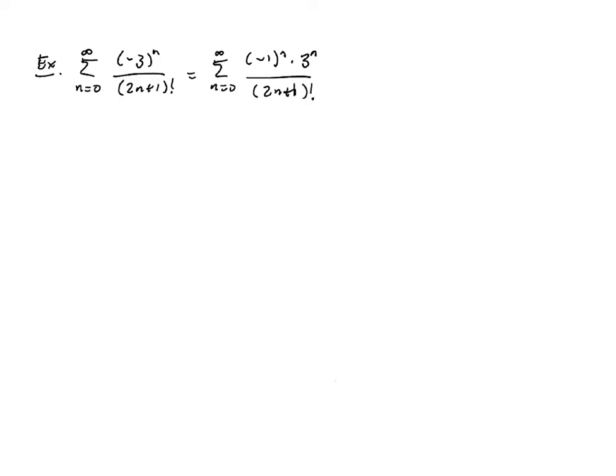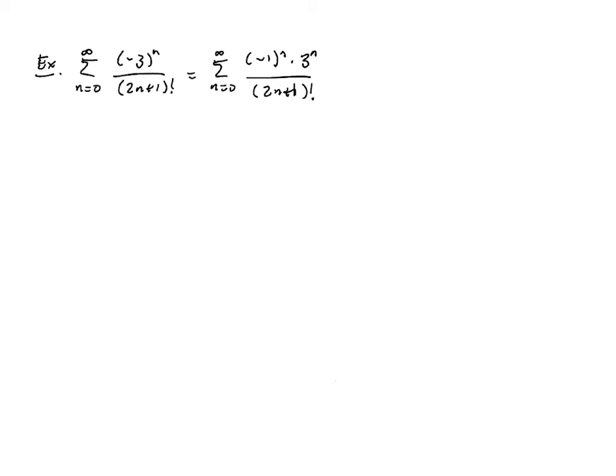So I want us to consider the series, the summation n equals 0 to infinity of negative 3 to the n over 2n plus 1 factorial. And I'm going to rewrite this because when I take the absolute values, the point is it gets rid of the signs, and that makes life a lot easier. So we'll rewrite this as the summation n equals 0 to infinity of negative 1 to the n times 3 to the n over 2n plus 1 factorial.